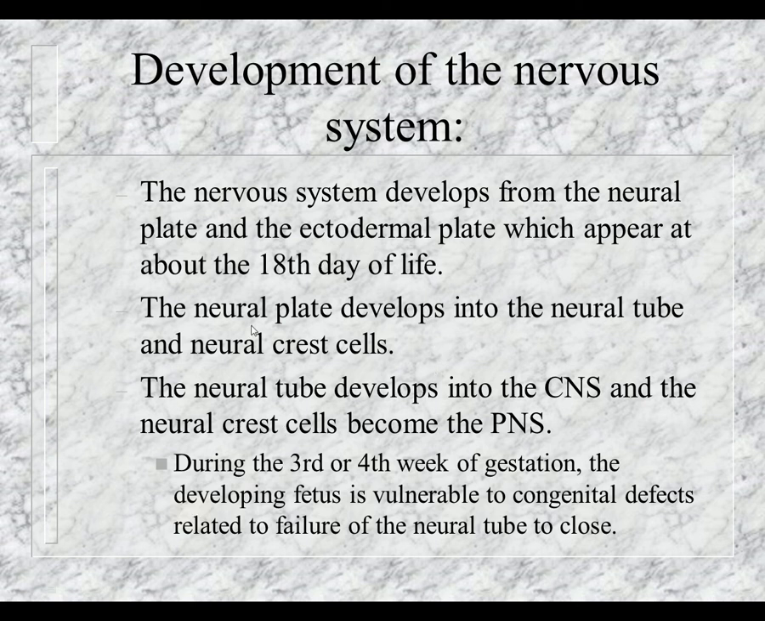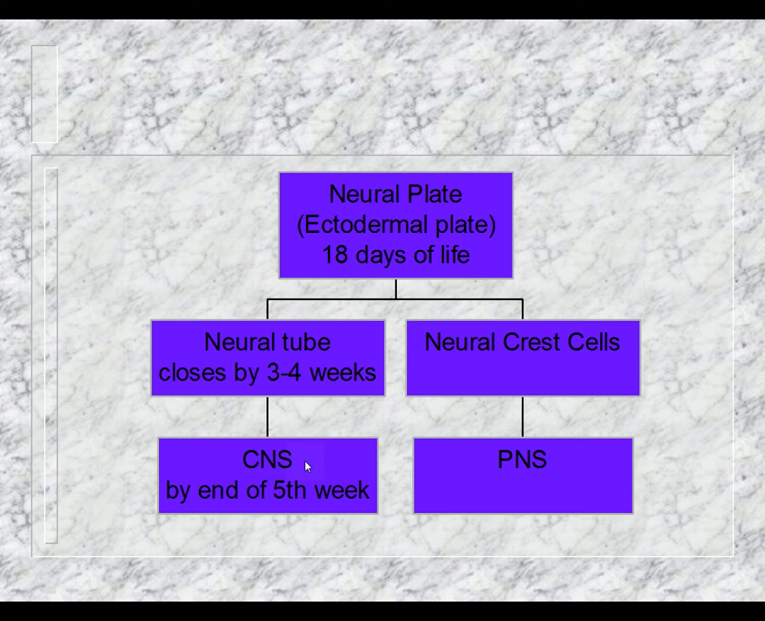And if it doesn't close, then we end up with what's called neural tube defects, and we will be discussing those in great detail. So for you visual people, we've got the neural plate, the ectodermal plate at about 18 days of life. This develops into the neural tube and the neural crest cells. The neural tube should close by 3 to 4 weeks and become the central nervous system by the end of the 5th week. The neural crest cells become the peripheral nervous system. So if we do not have closure here, then we're going to have some problems called neural tube defects.